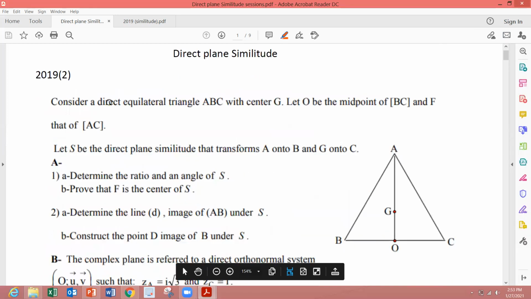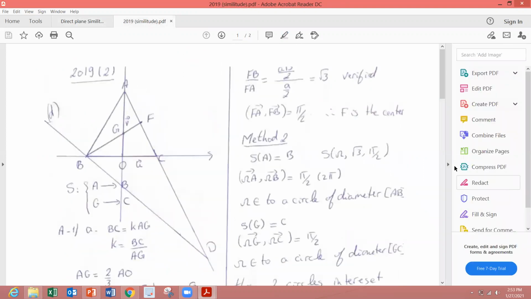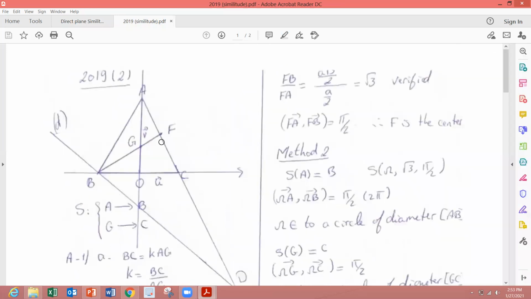So we have a direct equilateral triangle ABC, because angle BAC is pi over 3, with G the center. What does center G mean? It is the intersection of the midpoints, heights, bisectors, medians, etc. O is the midpoint of BC and F that of AC. So this is an equilateral triangle ABC, G the center, O midpoint, F midpoint.